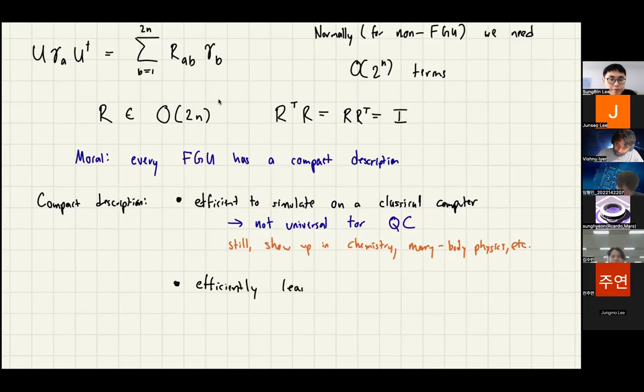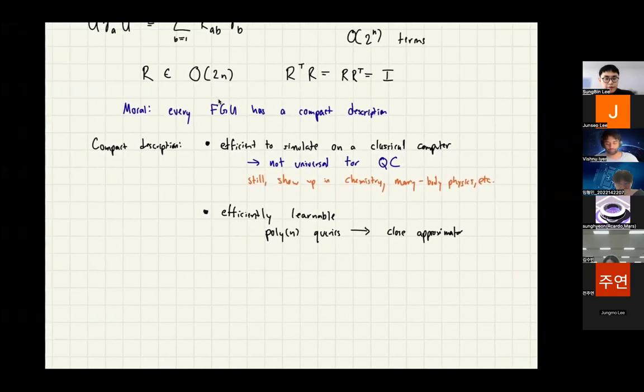Efficiently learnable. What does this mean? You can make Pauli queries, and it leads to a close approximator. I can make polynomial in n many queries to this fermionic Gaussian unitary, and there's an algorithm that spits out a Gaussian unitary that's close. Okay?